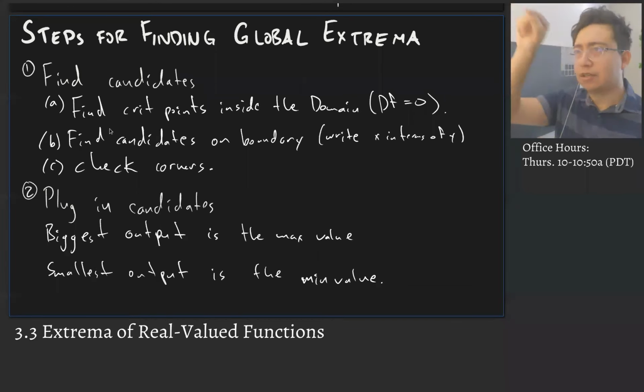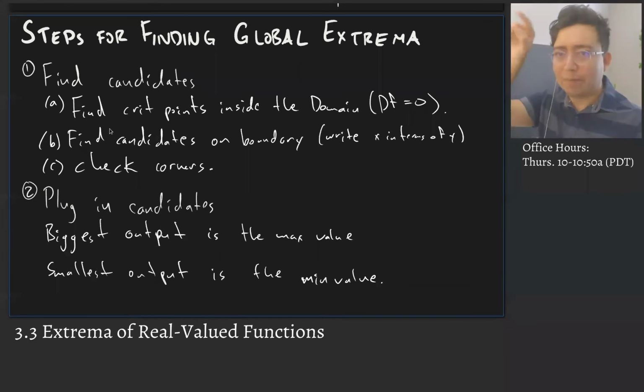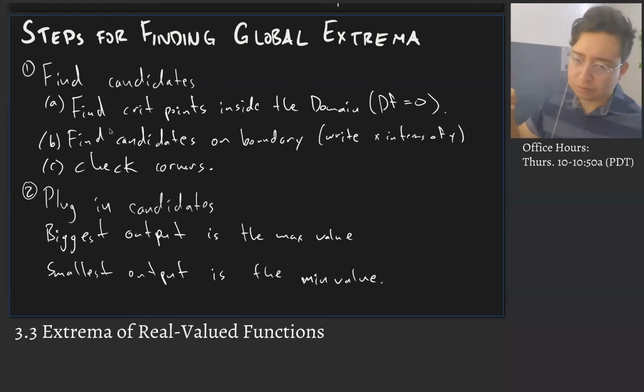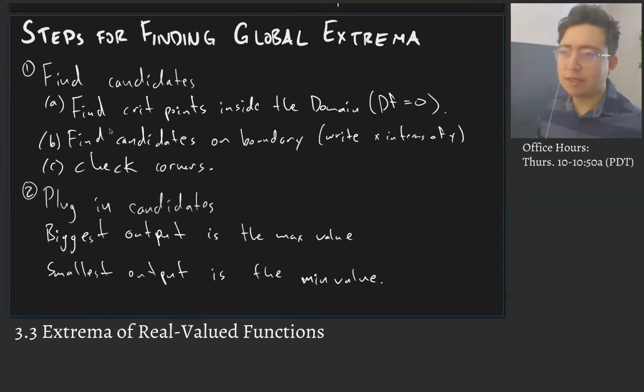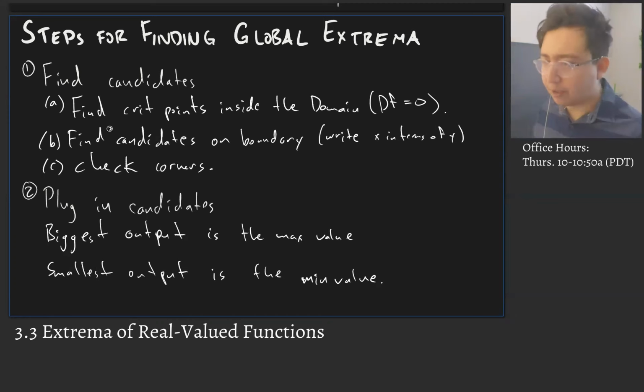What if we have a more complicated boundary, like the boundary isn't just a bunch of lines that meet at these points? That's what we're going to learn about in the next section. That uses something called Lagrange multipliers. Okay, so let's go ahead and switch gears here.